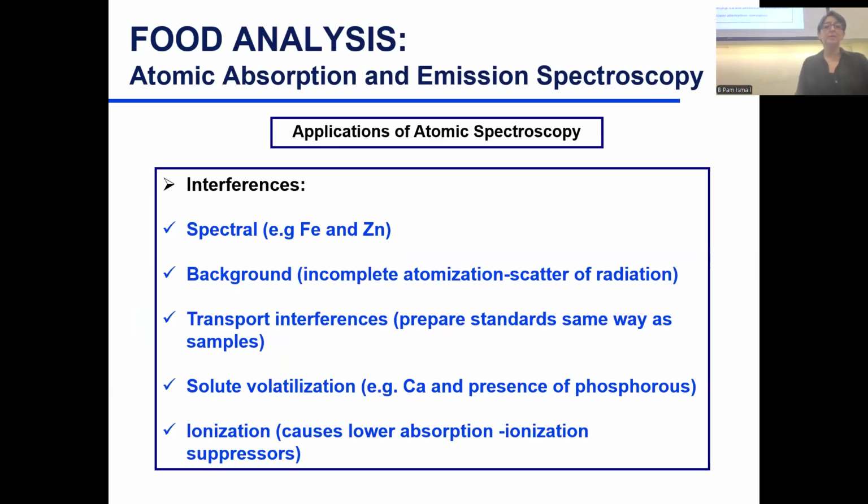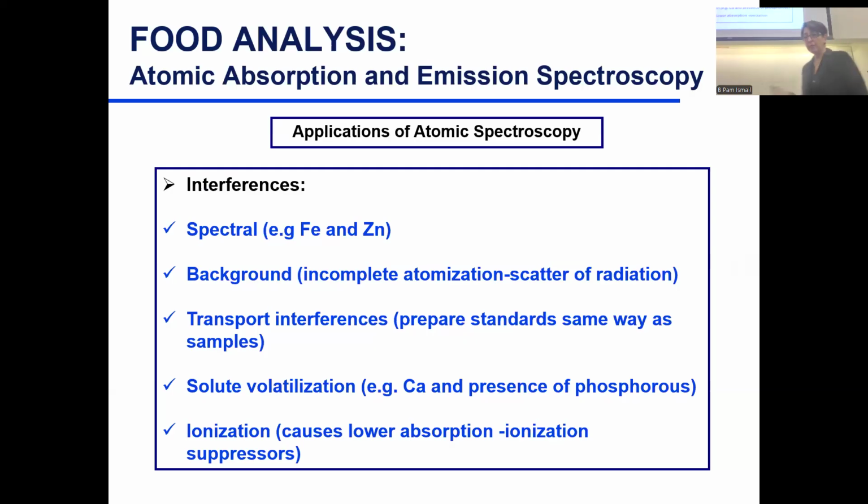Speaking of interferences, we have something called spectral interferences. The lambda max of iron and zinc is the same. So if I just want to measure iron and I don't want to measure zinc, I cannot choose lambda max in this case. I will choose another wavelength that I know iron will absorb light, but zinc won't. Even though I will lose some sensitivity, that's better than measuring both iron and zinc at the same time.